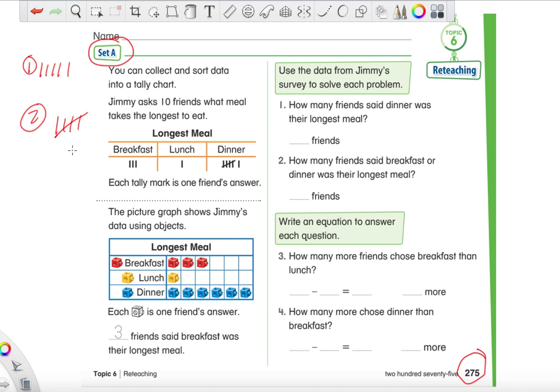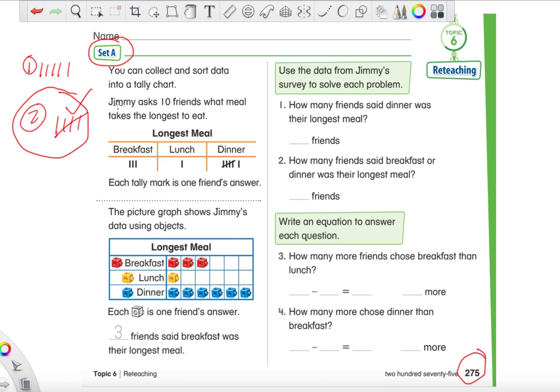Alright, are you pointing to one? Sure hope so. And if you're pointing to option number 2, you are absolutely correct. This is how we make 5. You go 1, 2, 3, 4 going down, and then the 5th one goes across, making like a little bundle.